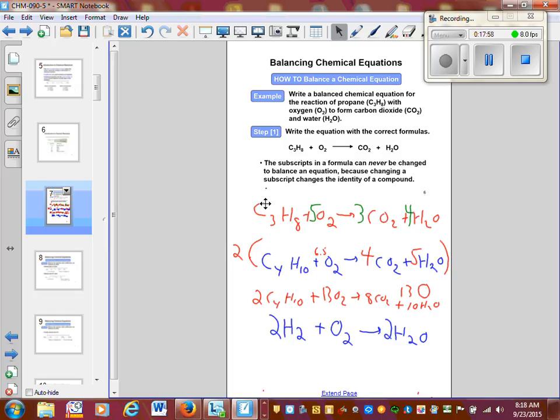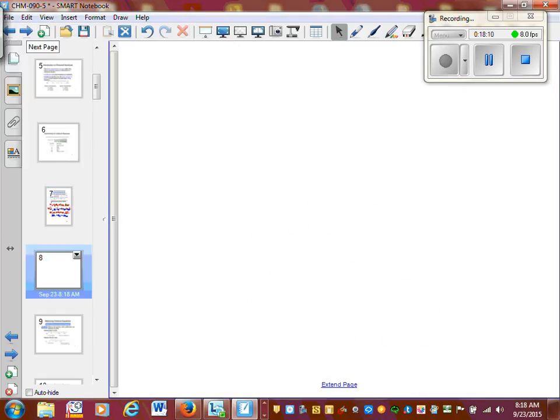Let's try a couple of these, because it's important that you learn to balance equations. You're going to be given word problems, and you have to write the equation.